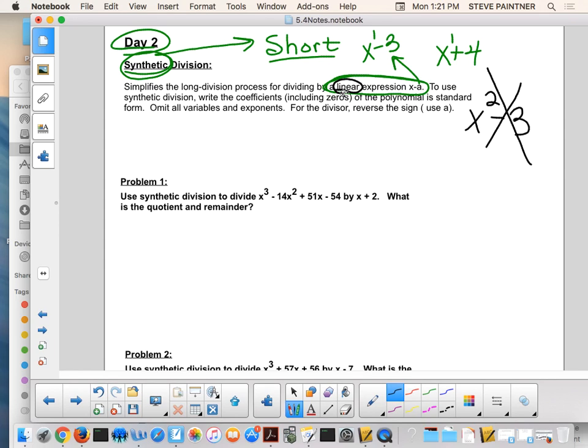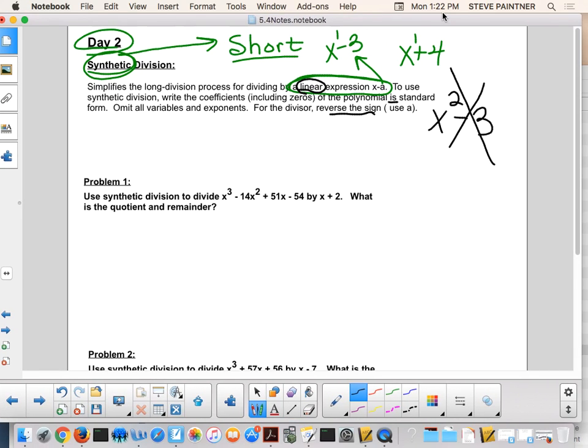To use synthetic division, write the coefficients, including the zeros, of the polynomial in standard form. Omit all the variables and the exponents, get rid of them. For the divisor, just reverse the sign. Use a instead of negative a. Now, I read all that to you and you go, what's he saying? Go back and read it after we're done. You'll go, wow, now that makes sense.